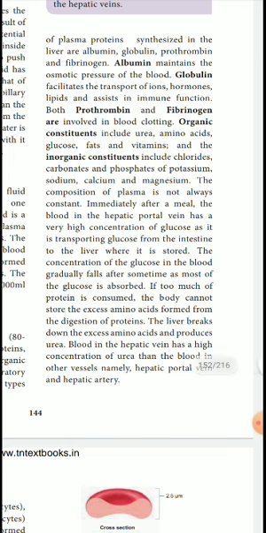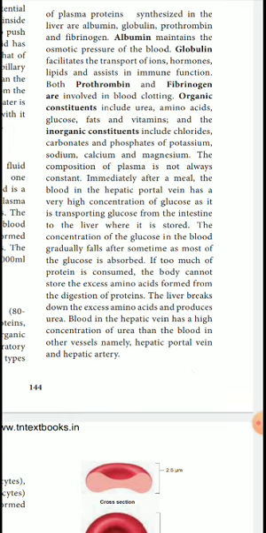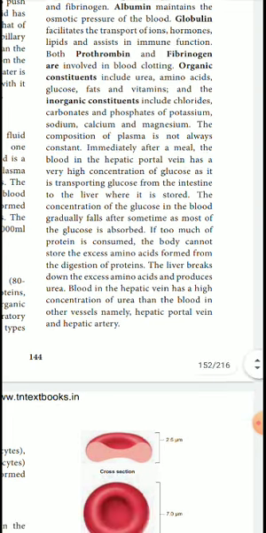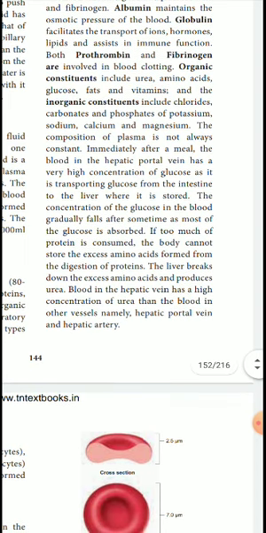Underline this, all important. Albumin, what is that? It is very important for the osmotic pressure of the blood, and globulin is a protein component. It transports iron, hormones, lipids, and assists in immune function. Next, both prothrombin and fibrinogen are involved in blood clotting. Organic constituents include urea, amino acids, glucose, fats, and vitamins, and the inorganic constituents include the chloride, carbonate, and phosphate of potassium, sodium, calcium, and magnesium.